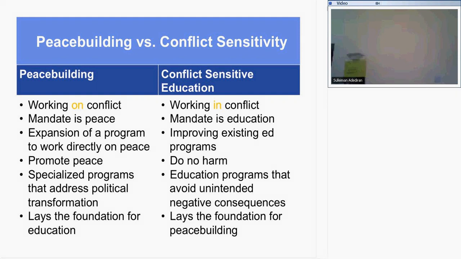Conflict sensitive education is primarily focused on ensuring that we first do no harm by the way that we're delivering our education program. And after we've made sure of that, then we look to include strategies that are focused on peace building. Our first mandate is to deliver education programs in a way that does not harm.